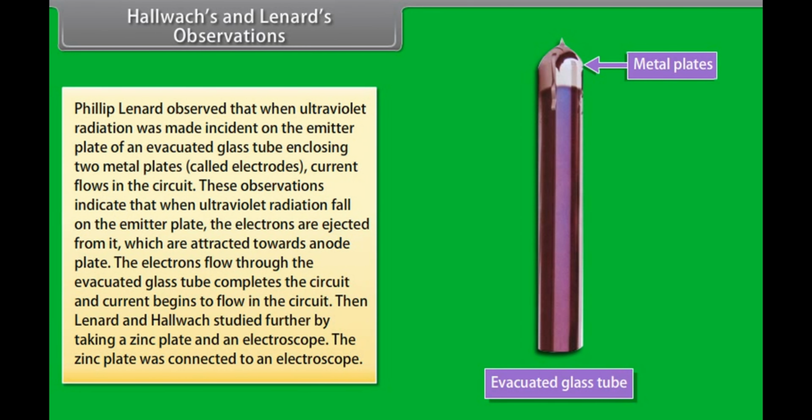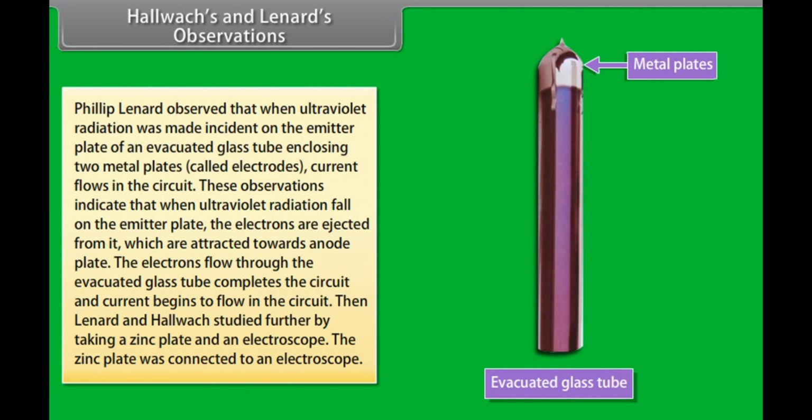Hallwachs's and Lenard's observations. Philip Lenard observed that when ultraviolet radiation was made incident on the emitter plate of an evacuated glass tube enclosing two metal plates called electrodes, current flows in the circuit. These observations indicate that when ultraviolet radiation falls on the emitter plate, the electrons are ejected from it, which are attracted to the anode plate. The electrons flow through the evacuated glass tube, complete the circuit, and current begins to flow in the circuit.